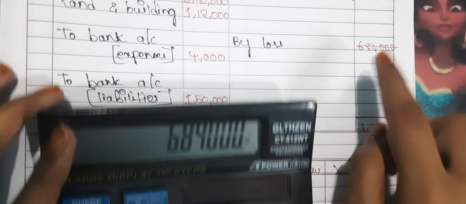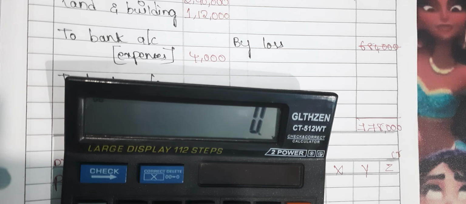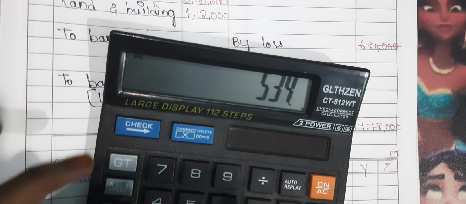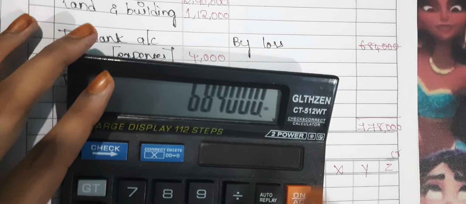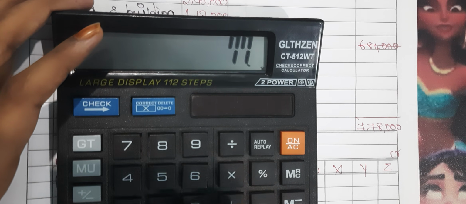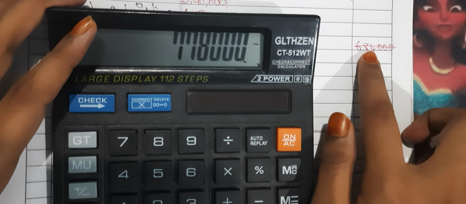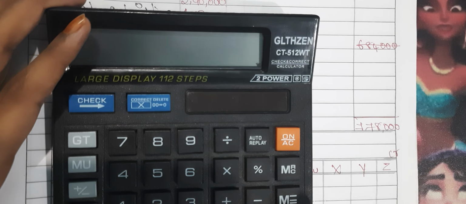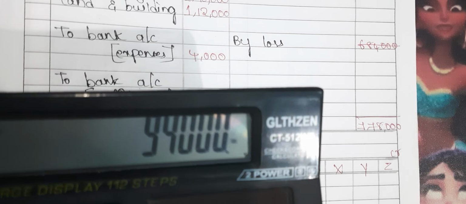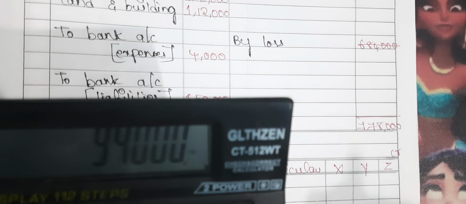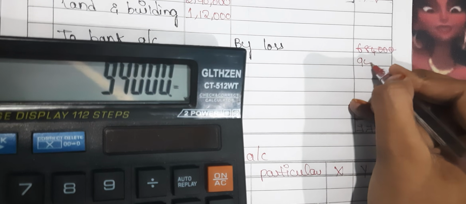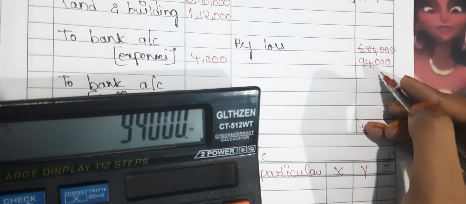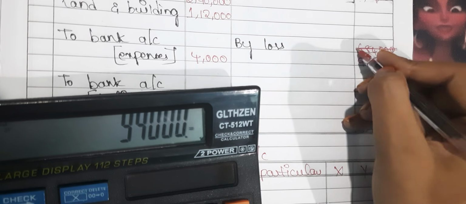You need to minus this amount. Okay, wait a minute. From 7,78,000 minus 6,84,000. Done. So how much is the amount? You see, it is 94,000. How much is it? It is 94,000. Not this amount you should take.